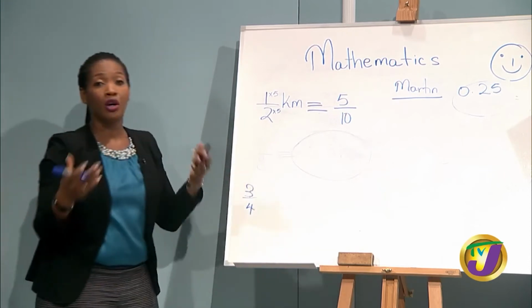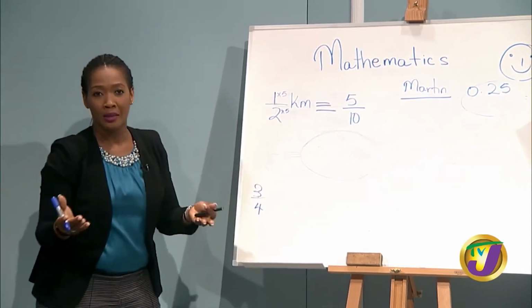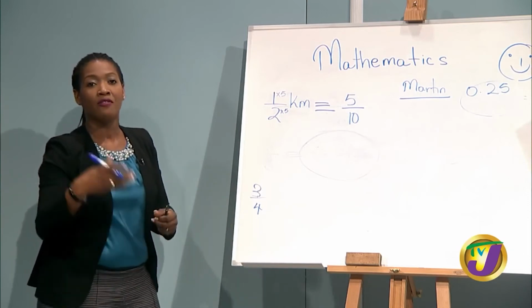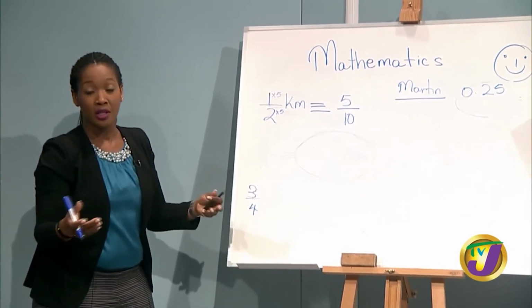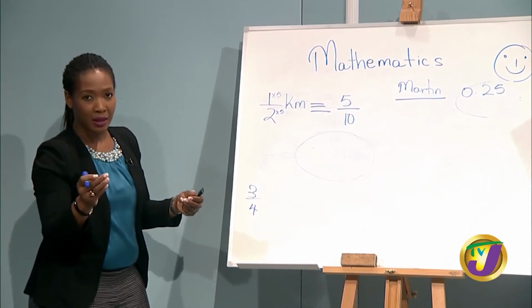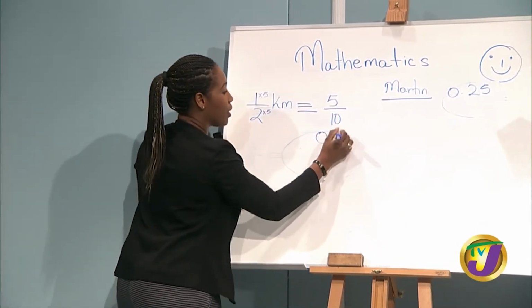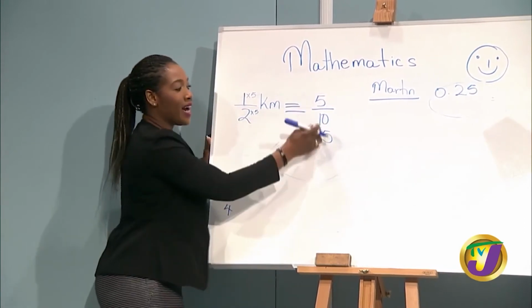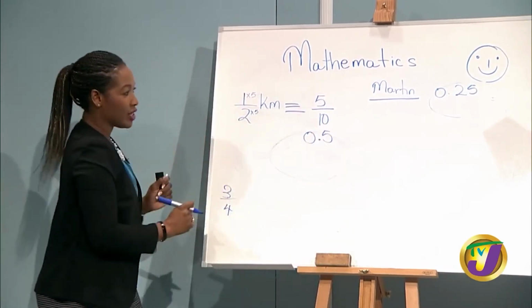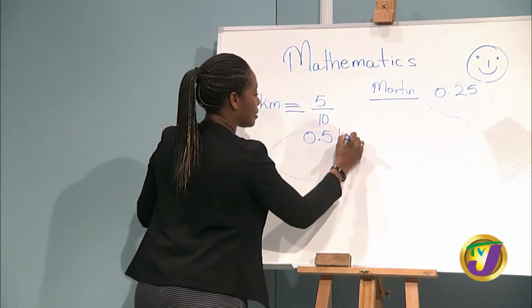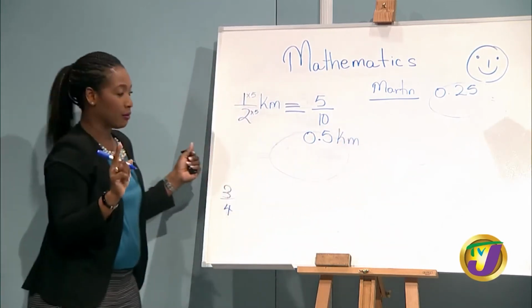Now, we would have done place value. Once we did place value, you should understand that when you hear 5/10, we're talking about the first place to the right of the decimal point. So right away I can write this. 0.5 is 5/10. So I've changed that. So that means I've run 5/10 of a kilometer.